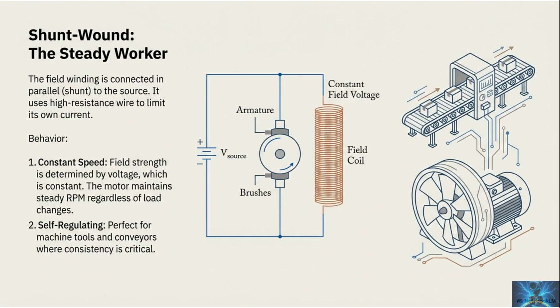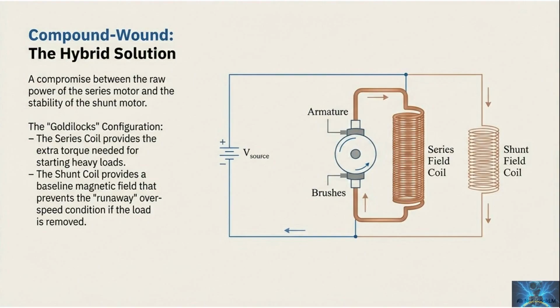A shunt wound motor has its field winding in parallel with the supply, so field strength is more stable. The behavior is what industry loves for machine tools and conveyors: better speed regulation, and steadier RPM under changing load. So if you want consistent speed, shunt is usually your friend. Compound wound motors combine series and shunt fields. This is the Goldilocks approach. The series field helps with starting torque, and the shunt field stabilizes speed and reduces runaway tendencies. When you need a compromise between raw starting power and steady speed, compound designs exist for that exact reason.